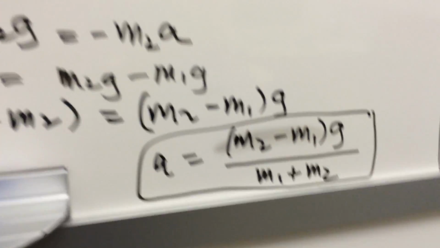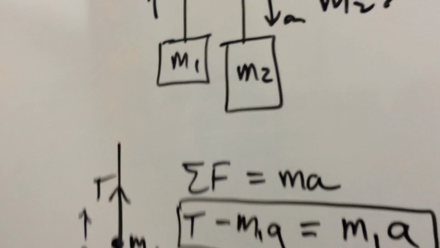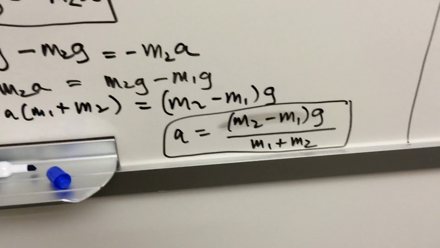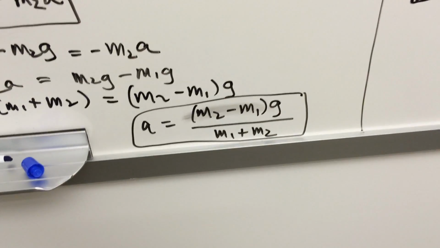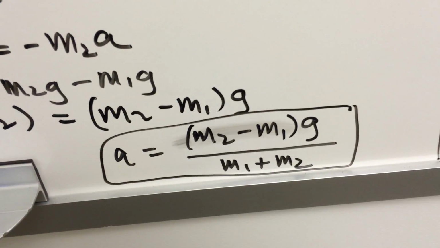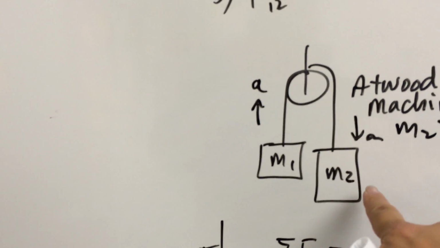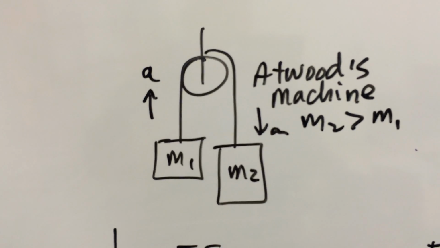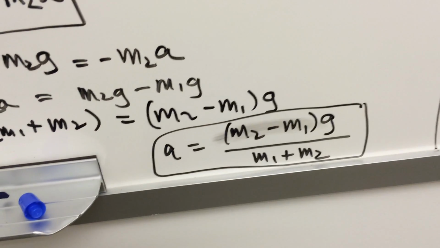Now, what does this mean for the Atwood's machine? The acceleration is given by this. If m2 is equal to 0, then you end up with minus m1 divided by m1 times g, or negative g. So basically, if that's the case, then this thing goes away, and this thing will drop downwards with the acceleration facing the opposite direction. So it's going to be moving downwards in free fall. Same thing happens when you plug in m1 equal to 0.